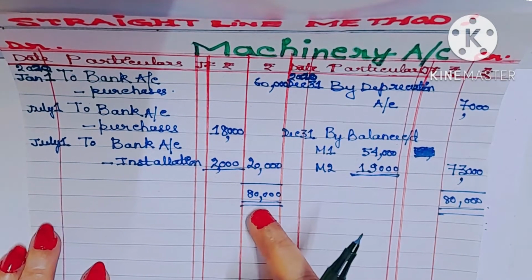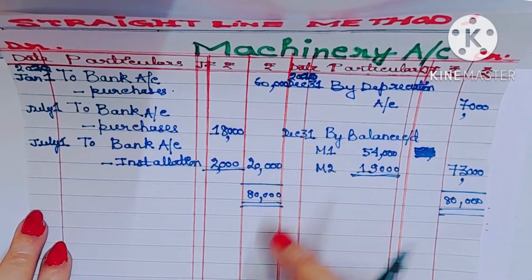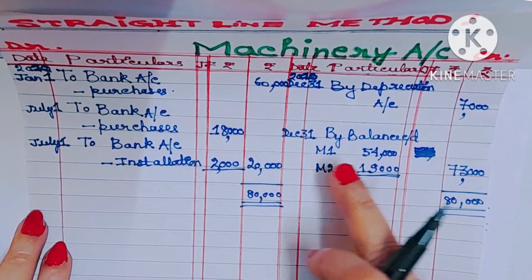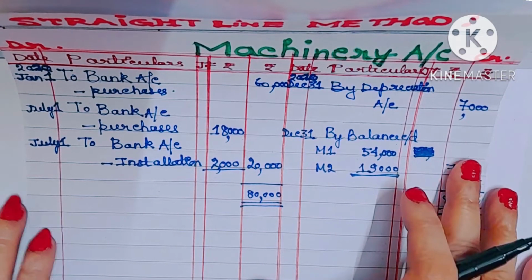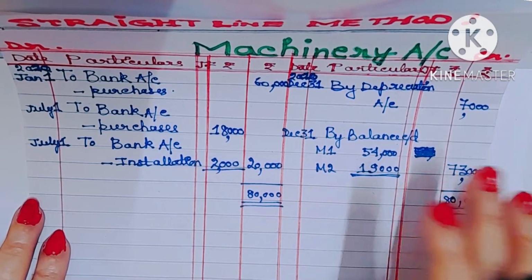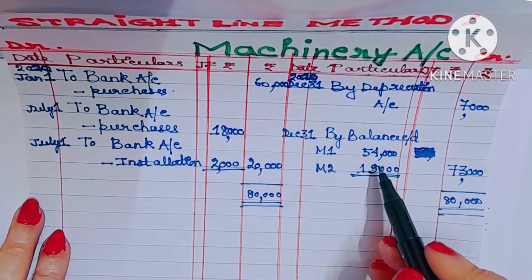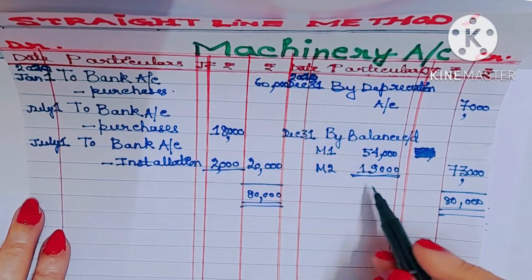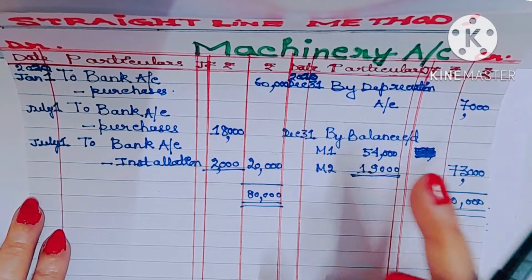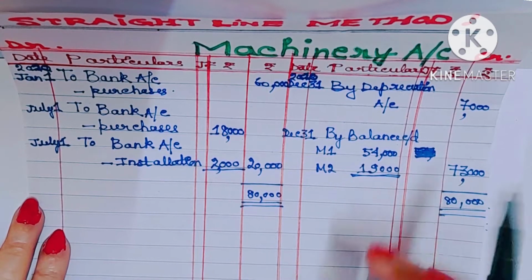Deduct 7,000 from 80,000, you'll get 73,000. You might ask me why we are writing machinery 1, machinery 2 separately. Because it will be easier to solve the problem. Understood? So, the book value of the first machinery is 54,000 at the end of 31st December 2010, and the book value of the second machinery at the end of 31st December 2010 is 19,000.